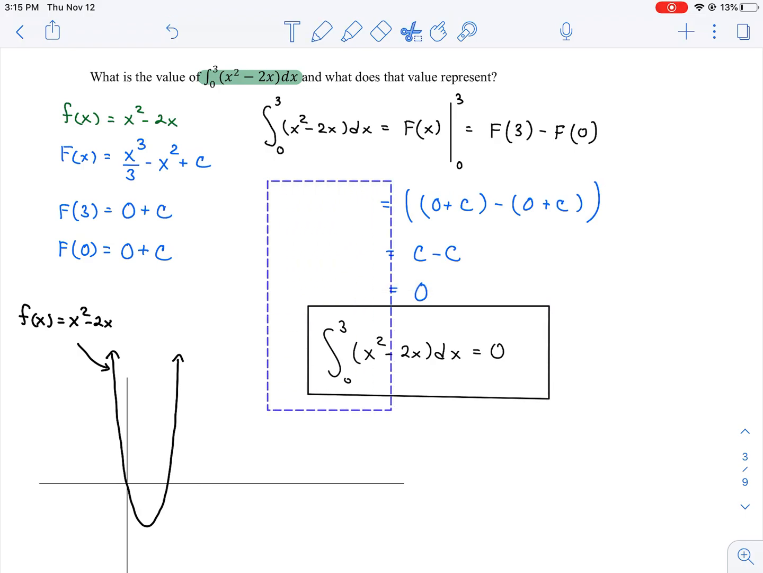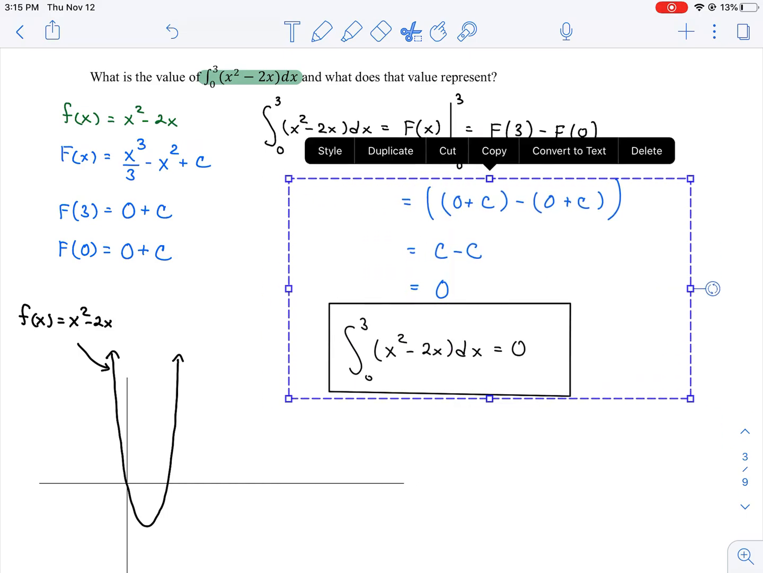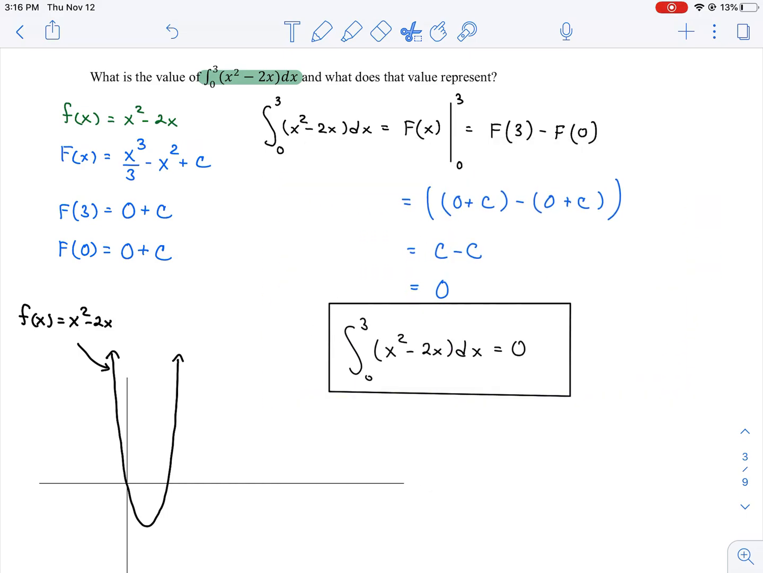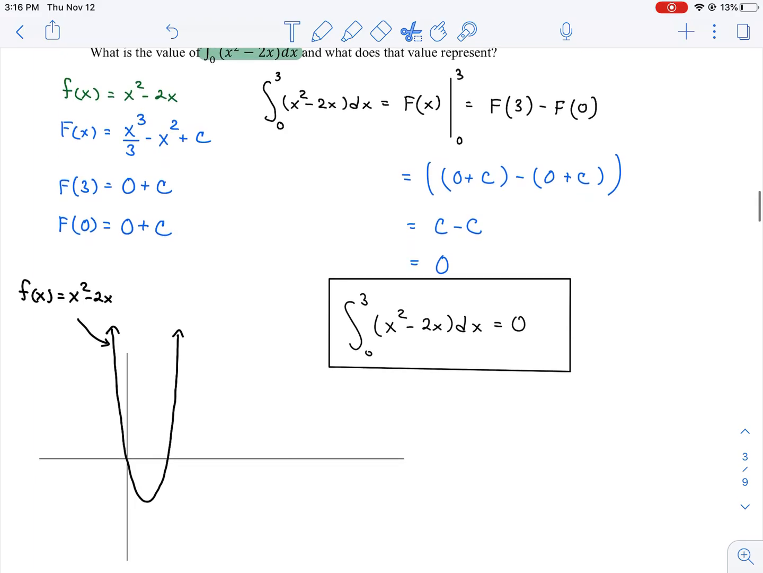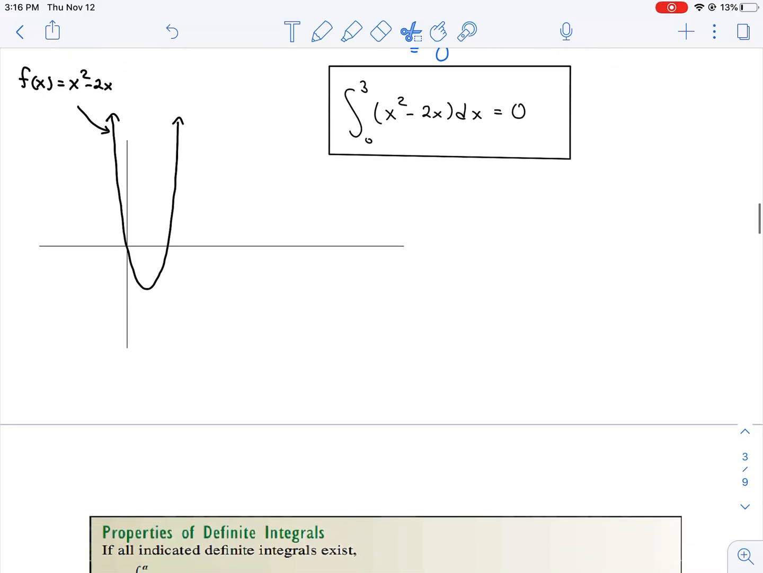Okay, so now that we have the value, what does this value represent? So I have a graph here, and the limits of integration go from 0 to 3. So what I'm going to do is place a coordinate at 0, 0, and another coordinate here at x is equal to 3. So here, this is x is equal to 0, and that is x is equal to 3.